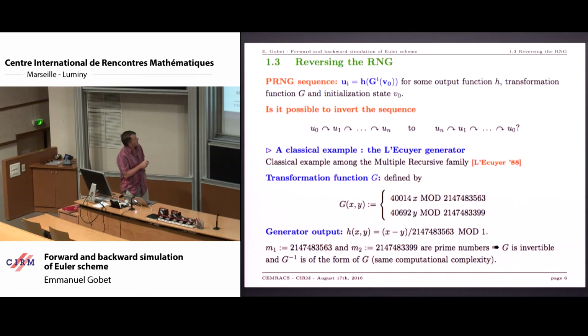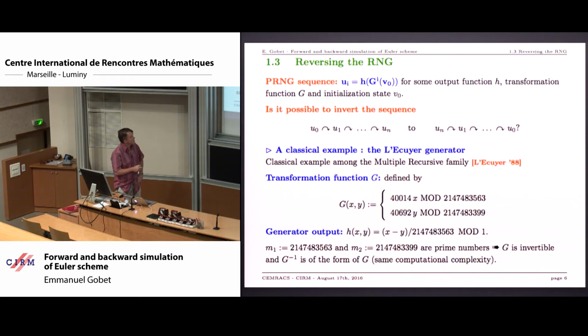Okay, so now we would like to revert the generator. And then we will see how to use this for simulating the process we want. Typically, my number between 0 and 1 is a function of an initial value. So this is the sequence you have here. You start with the initial value, and then you reiterate your generator at each time.